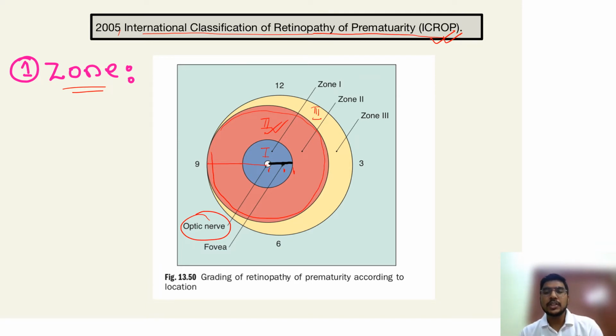So this is about the zones. Why is it important? Anything happening in the blue zone, the posterior pole, zone 1, is more devastating and more deteriorating. Whatever happens in zone 1 is more deteriorating.